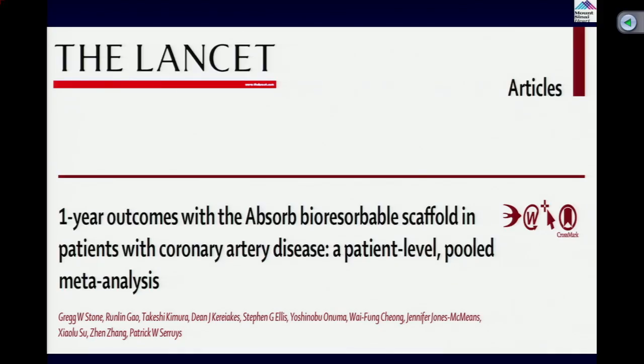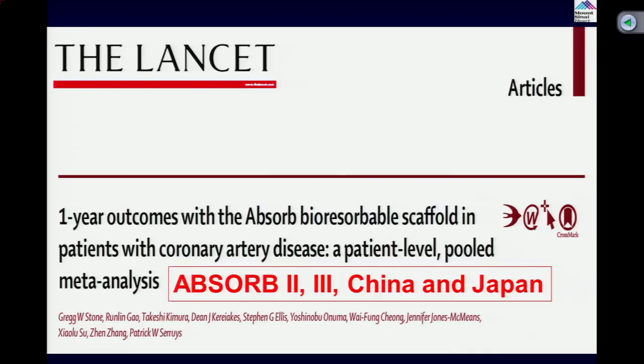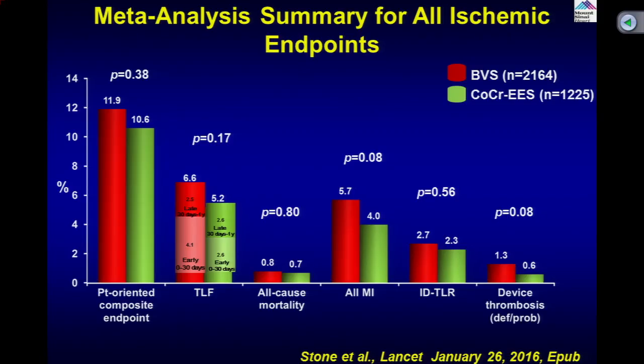we go back to some of the data on the bioresorbable scaffold, particularly the first paper in the Lancet by Greg Stone's group, showing 4 trials of the Absorb: Absorb II, III, Absorb China and Absorb Japan, showing overall BVS in red and cobalt chromium EES in green. You can see here the overall event rate is exactly the same, or numerically again in favor of cobalt chromium, but not significant. More importantly, the early events are higher in the BVS group, and of course the stent thrombosis, which was double, 0.6 versus 1.3, with a p value of 0.08.